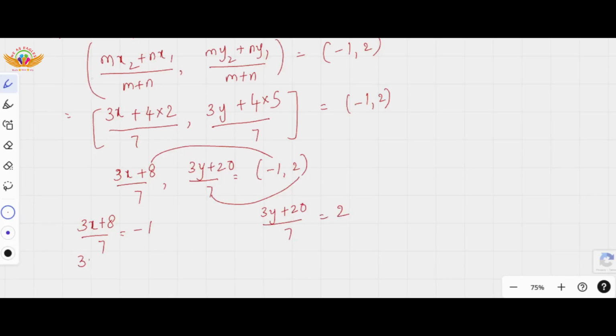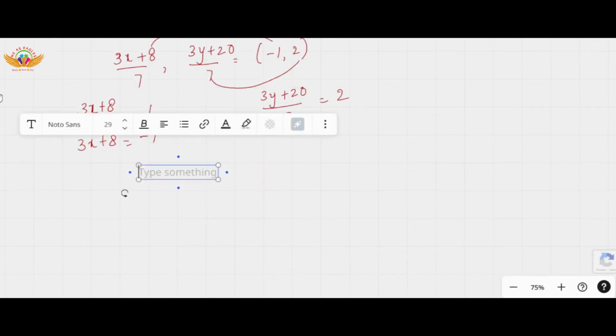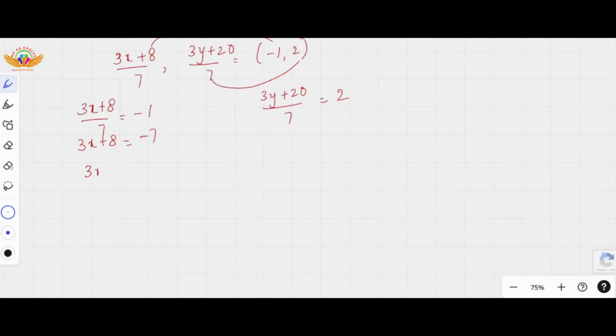3x plus 8 is equal to minus 7. And 3x is equal to minus 7 minus 8. What is minus 7 minus 8? Minus 15. x is equal to minus 15 by 3. 3 ones are 3, 3 fives are 15, that is equal to minus 5.